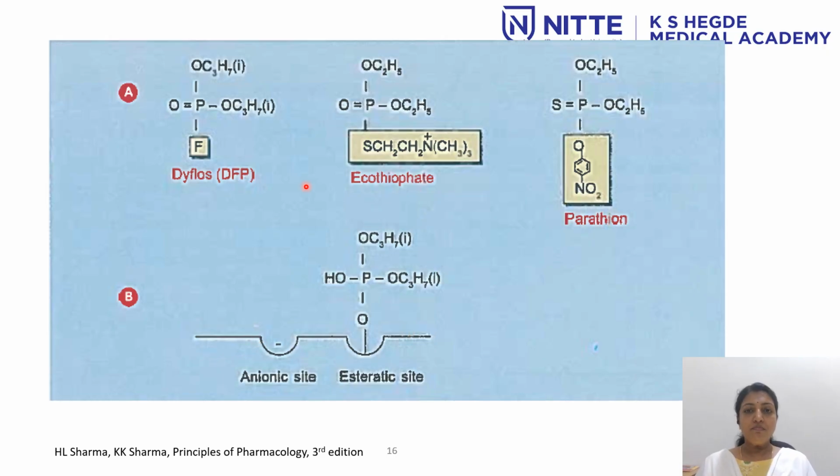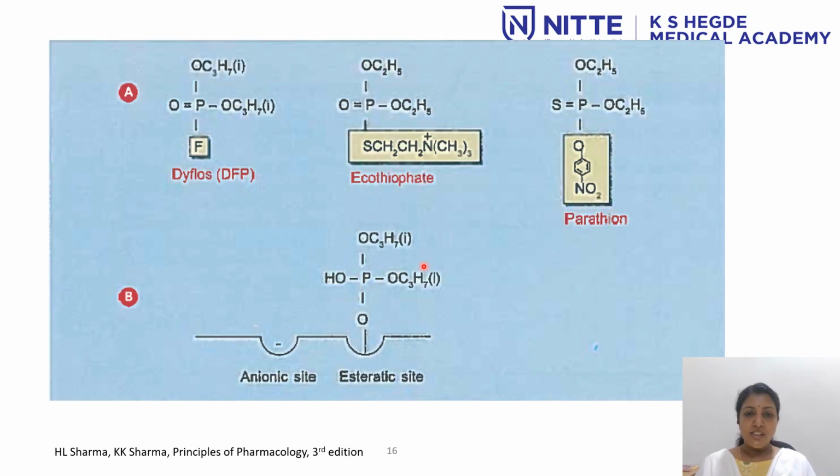Now, coming to organophosphorus compounds. These are the organophosphorus compounds: dyflos, parathion, echothiopate, etc. So you have the acetylcholinesterase enzyme here. You have the anionic site and the esteratic site. Why are they called organophosphorus compounds? Because they have a phosphorus atom in their structure. You have a labile group here in yellow. These organophosphorus compounds will go and bind to the esteratic site, leaving the anionic site vacant. Always remember that. After binding, this labile group will cleave off, and the esteratic site gets phosphorylated.